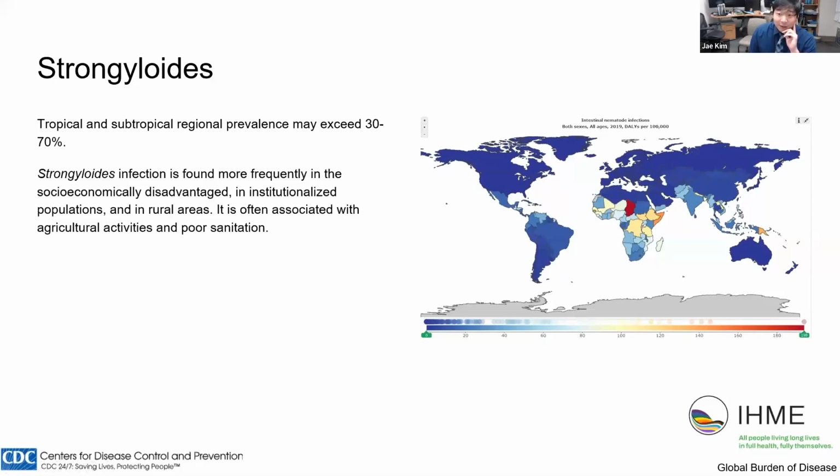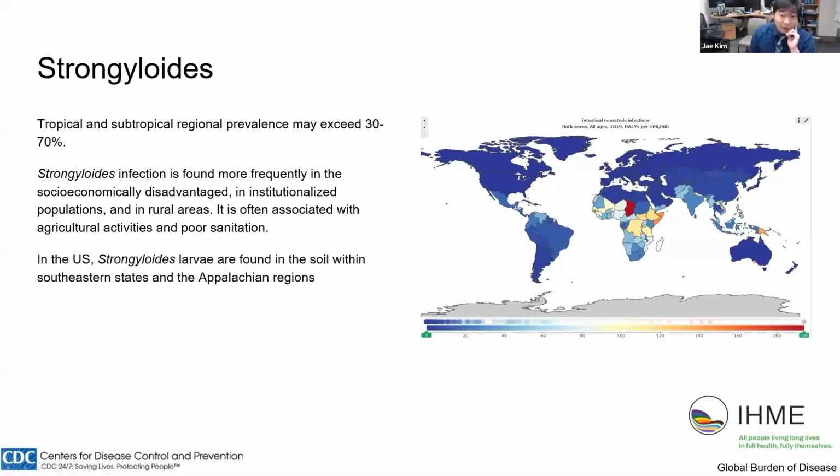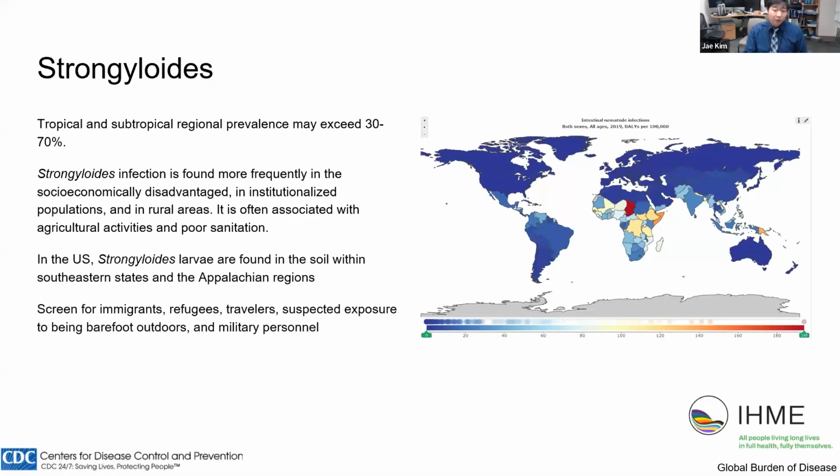Strongyloides infection is found more frequently in the socioeconomically disadvantaged and in institutionalized populations and in rural areas, and people who may have to deal with human waste. It's often associated with agricultural activities and poor sanitation as well. And in the US, strongyloides larvae are found in the soil in the southeastern states and the Appalachian regions. We should be screening for immigrants, refugees, travelers, suspected exposure to being barefoot outdoors even, and military personnel.